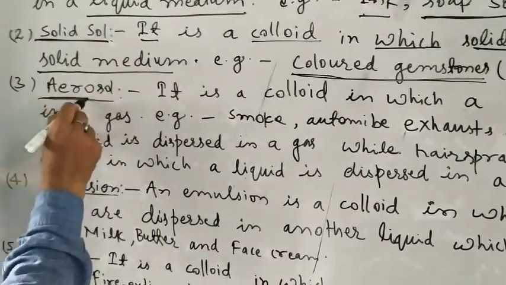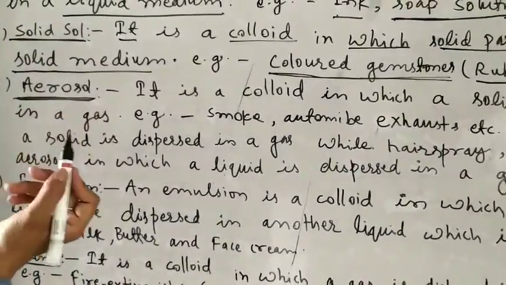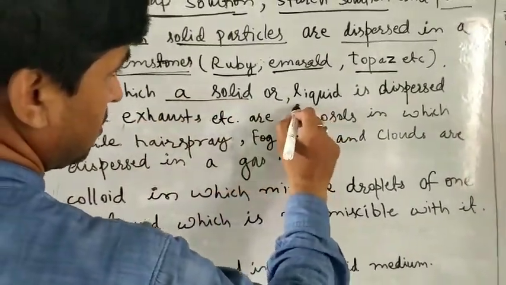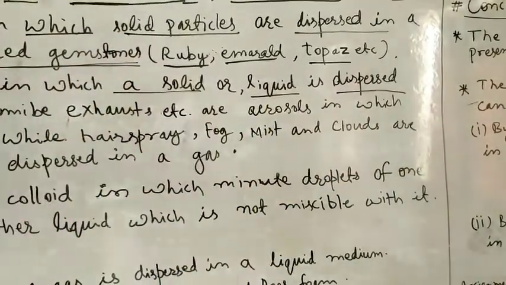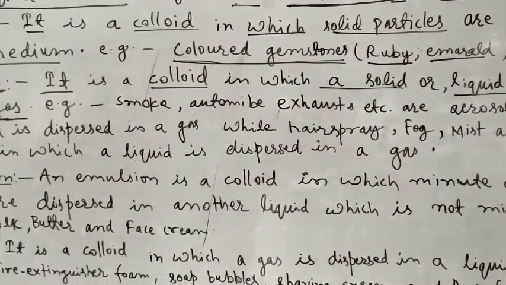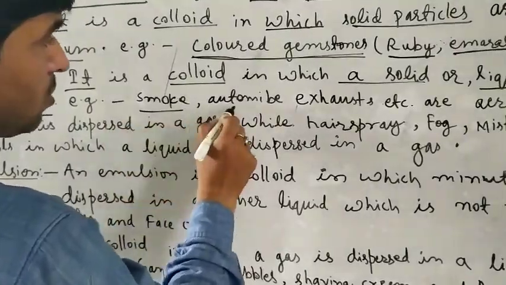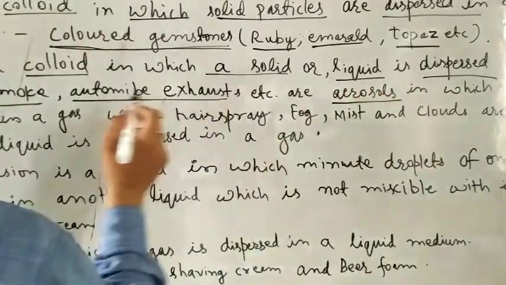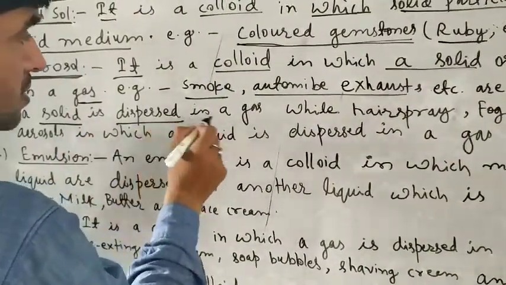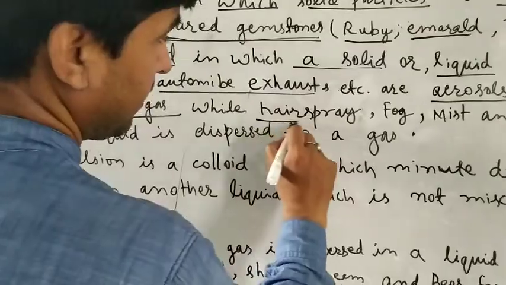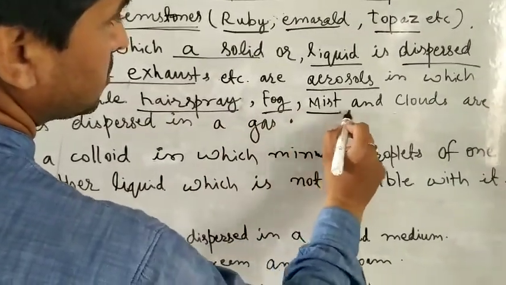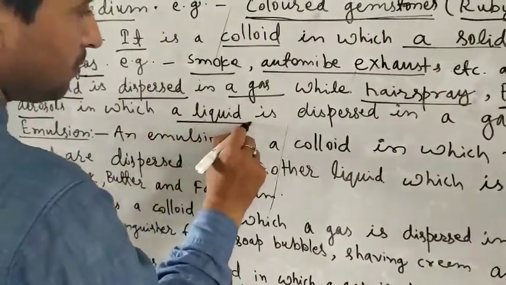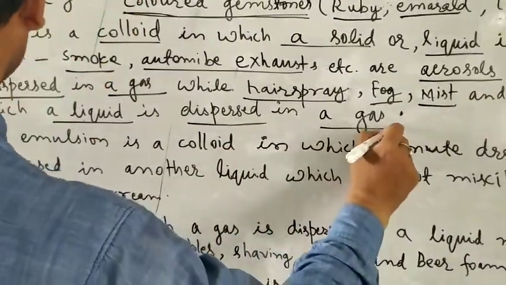Another example of colloid is aerosol. What is aerosol? It is a colloid in which a solid or a liquid is dispersed in a gas. For example, smoke and automobile exhaust are aerosols in which a solid is dispersed in a gas, while hairspray, fog, mist and clouds are aerosols in which a liquid is dispersed in a gas.